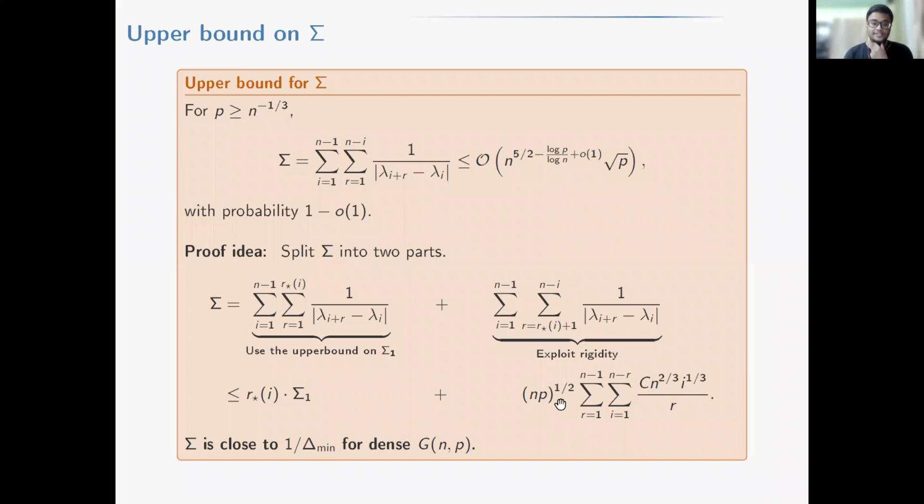So if you have dense Erdös-Renyi random graphs, you get this upper bound. Again, as I mentioned, if you look at dense graphs, that is when P is constant, you see that sigma is close to the lower bound for 1 over delta min.